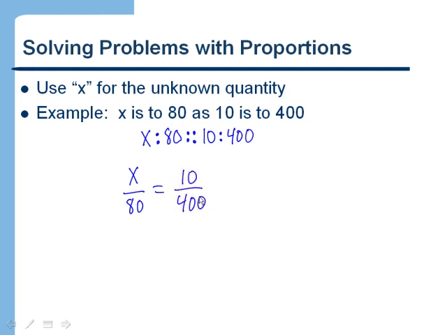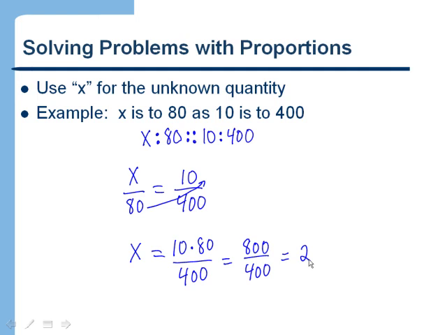And then to solve this for x, we're just going to cross multiply. Now in this case, we're not going to do both sides because we want to just isolate x. So we'll bring the 80 up here and multiply it. And so we get x is equal to 10 times 80 divided by 400. So that's 800 divided by 400. And that means x is equal to 2. And so that would be our answer.